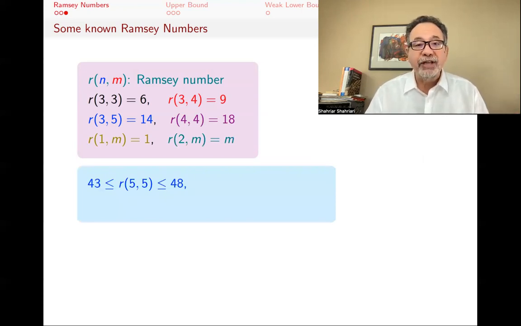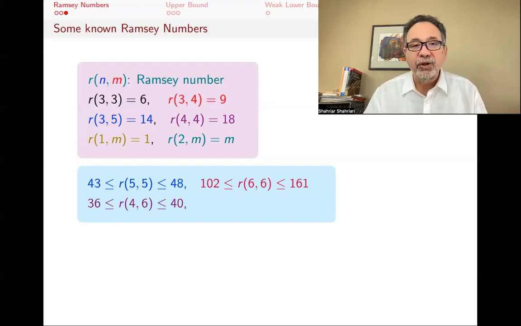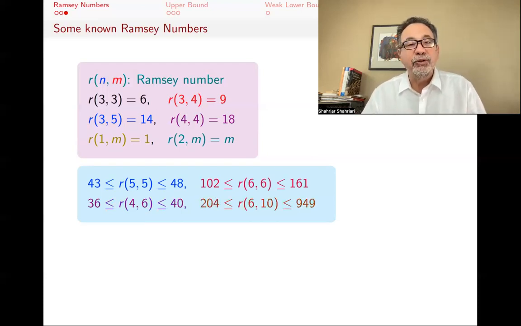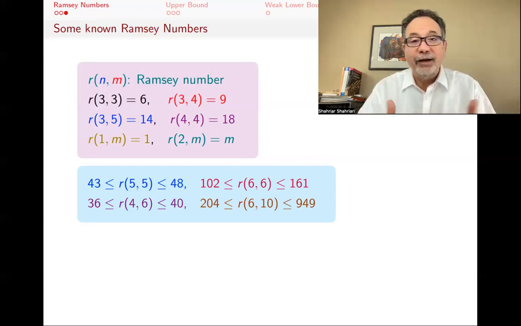So R55, for example, the best that's known at this time is that it's between 43 and 48. R66 is between 102 and 161. R46 is between 36 and 40. R610 is between 204 and 949. So these are the best known bounds, and they're not given by the bounds that I'm about to prove.